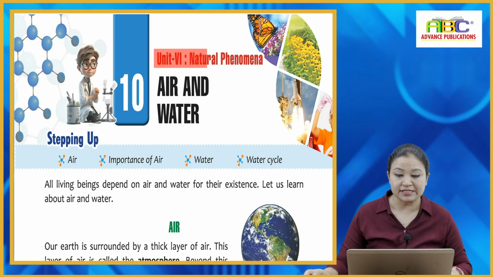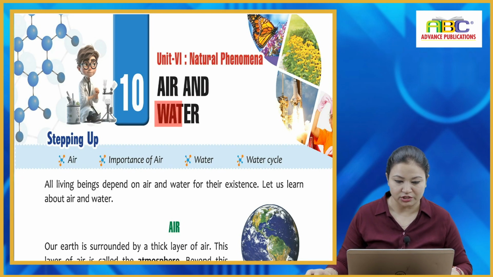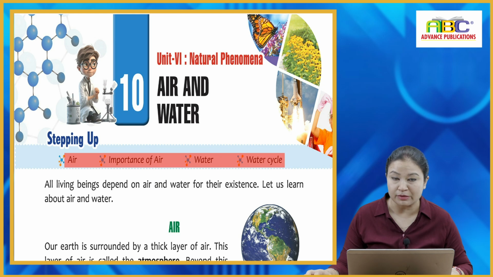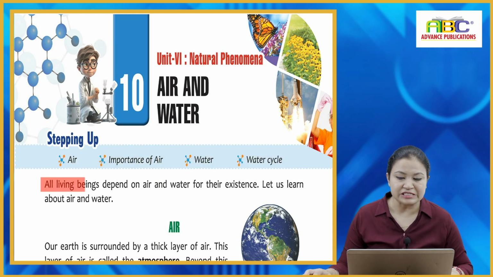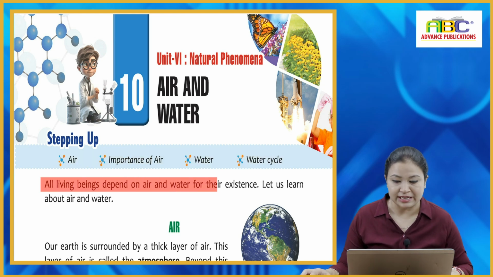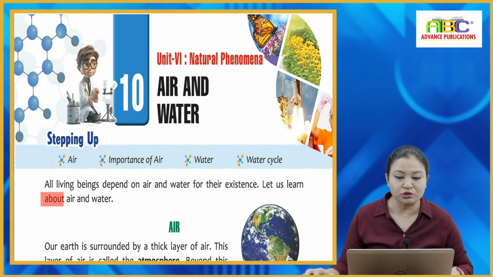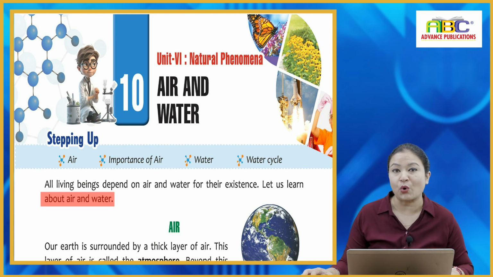So children, welcome to today's class. Our topic today is Unit 6, Natural Phenomena, Air and Water. Stepping up, air, importance of air, water cycle. In this chapter, we are going to learn about what is air and what is water. Also, we will know about the importance of air and the water cycle. All living beings depend on air and water for their existence. Let us learn about air and water. So all living beings are dependent on both air and water, so we are going to discuss air and water in this chapter.